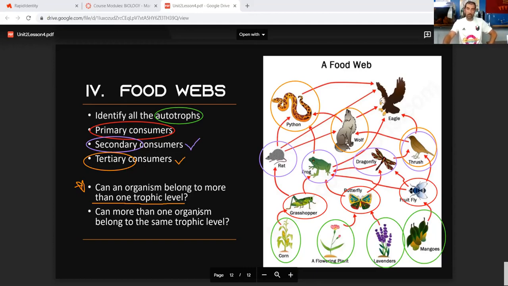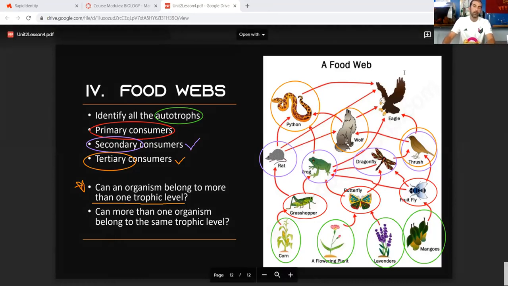Now, this part's simple. Can more than one organism belong to the same trophic level? Well, just FYI, you have a rat, a frog, a dragonfly, and a thrush. That's 4 organisms that all belong to the secondary consumer trophic level. So the answer to this question is yes as well.